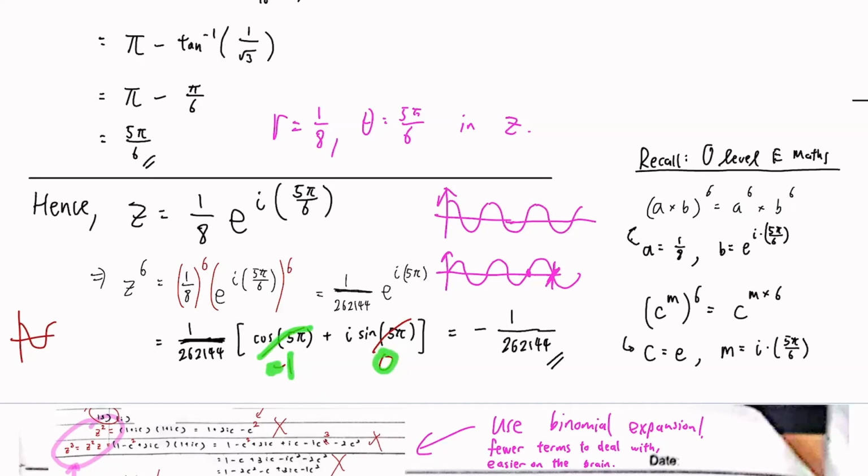Yes, 0 and -1 and 0. So 0 times i, then you just straight away cancel off. You're left with -1 times whatever number. Then you just get this as your answer.